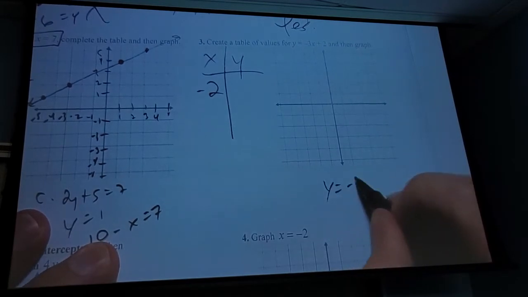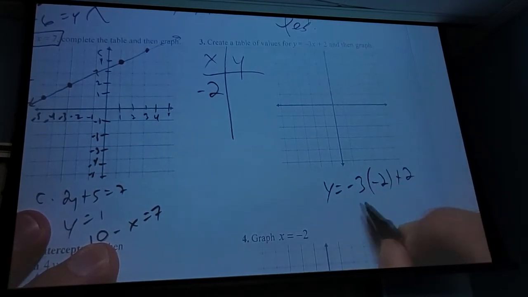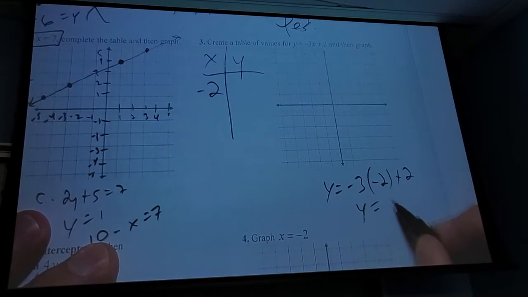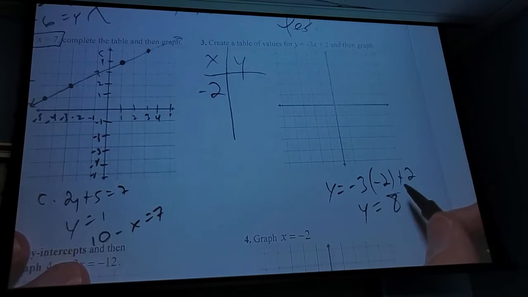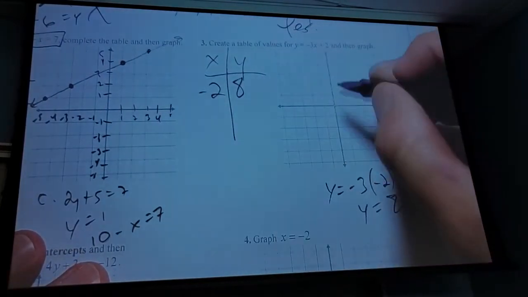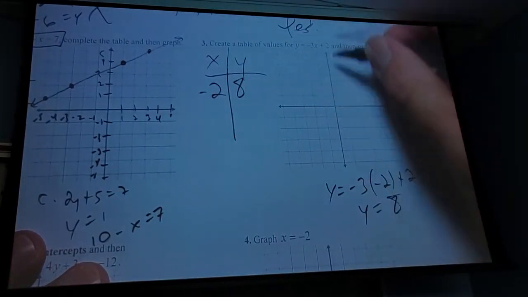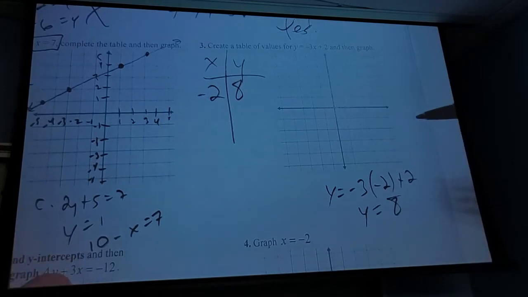Y equals -3 times -2 plus 2. Y equals 8. Right? And if I want to use that point, could I use a scale of 5? No. So let's keep going.